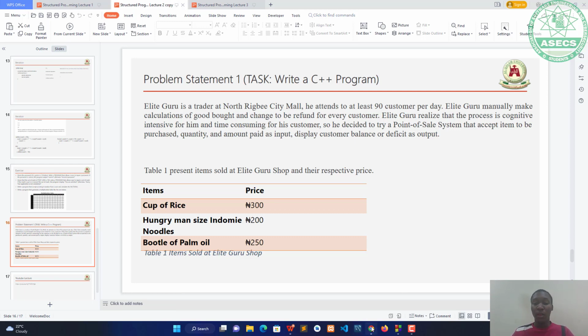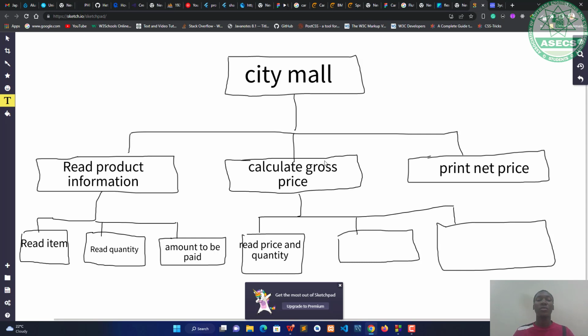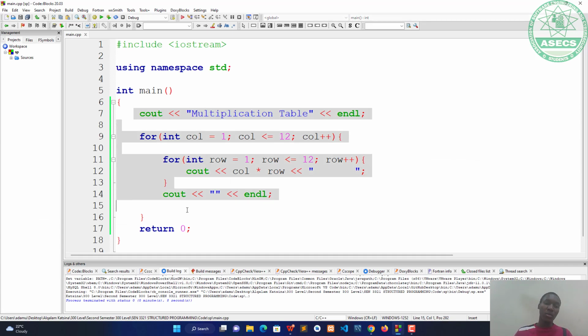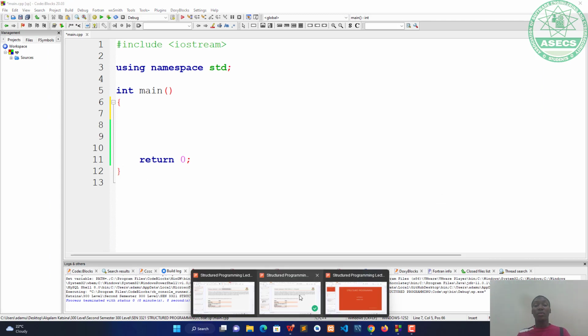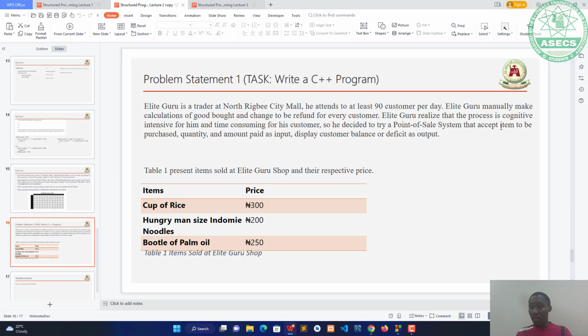drew in our sketchpad. That is this. So let's start creating the program that will first read the product information and the price of this product. Let me clear this. It says it will be accepting the item to be purchased, quantity and amount, quantity sorry, and amount.